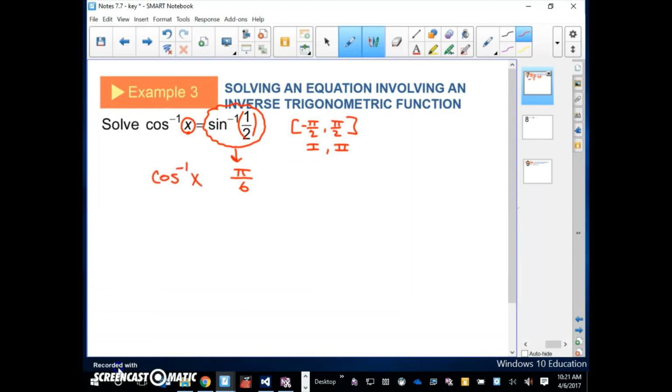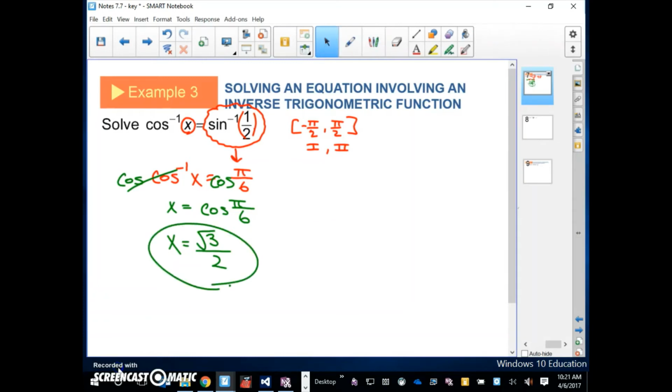So inverse cosine of x equals pi over 6. And so if I'm trying to solve, I'm trying to isolate x, I'm going to take a cosine on both sides to knock out that inverse cosine. I would have x equals whatever cosine pi over 6 is. Square root of 3 over 2. Square root of 3 over 2, that's right. X equals square root of 3 over 2.